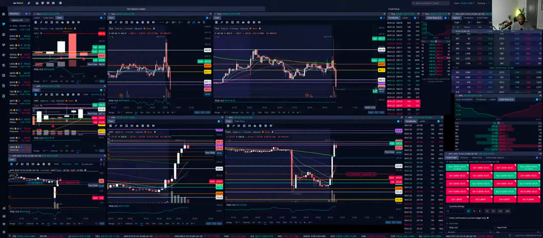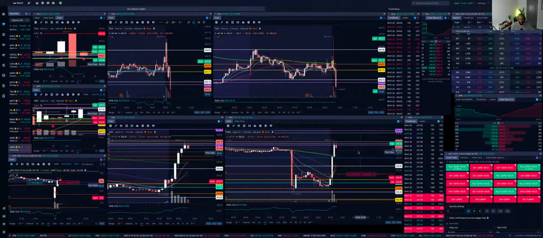Look at this drop on Tesla. I want to short it. You see, I should have shorted it, but I was so focused on Apple.